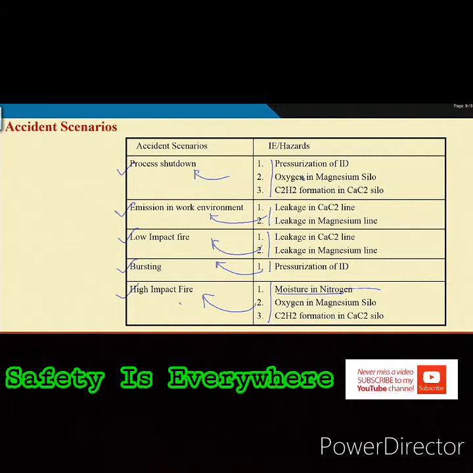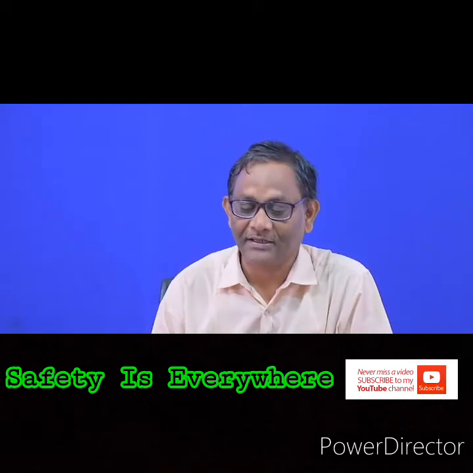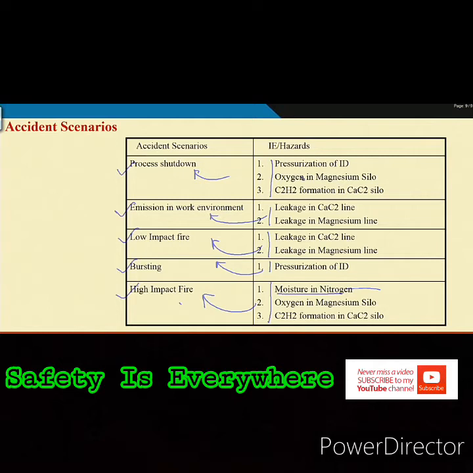So, that means you have accident scenarios and you have initiating mechanisms, or as such hazard element and initiating mechanism, combined is the hazard we are writing. And here, the initiating mechanism, why this pressurization will take place, why leakage will take place, you can develop a fault tree and find out the root causes.